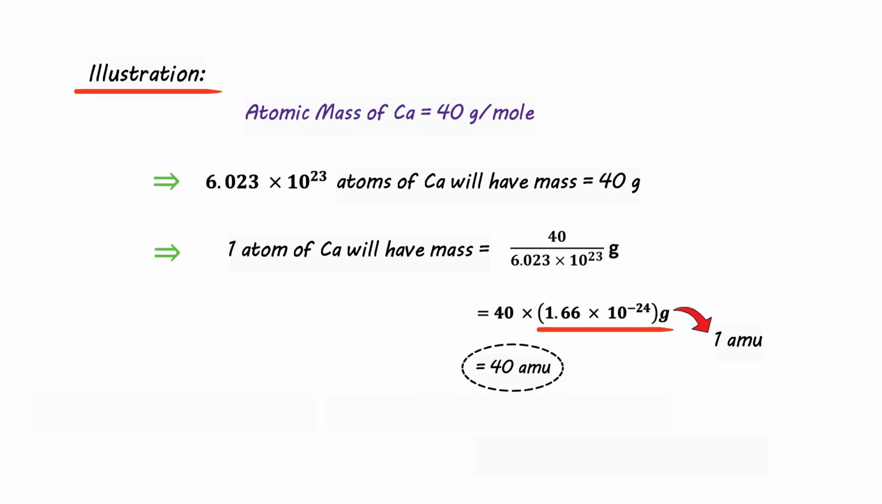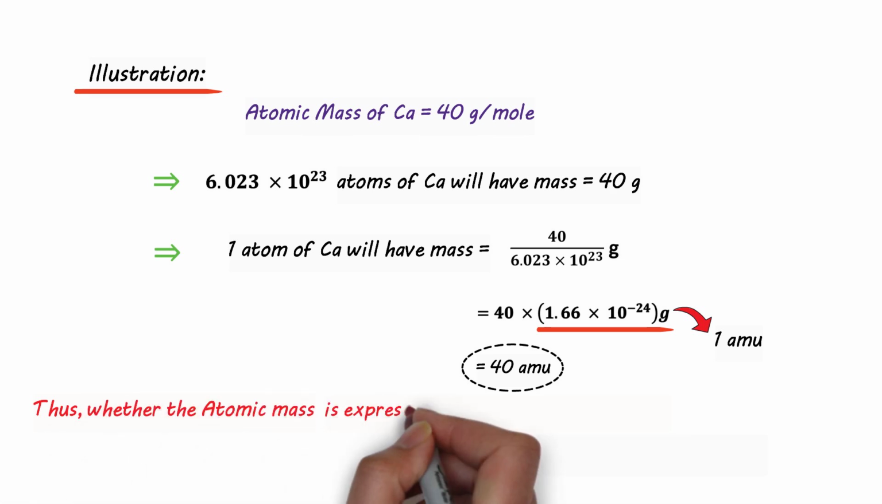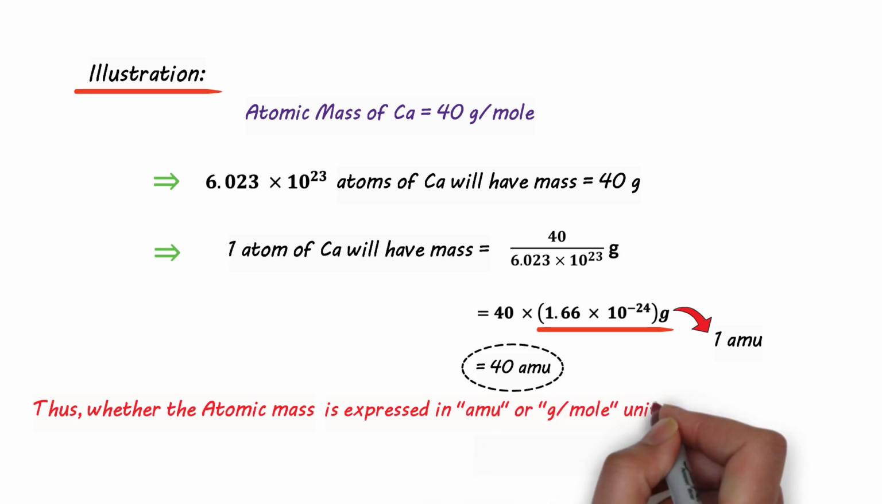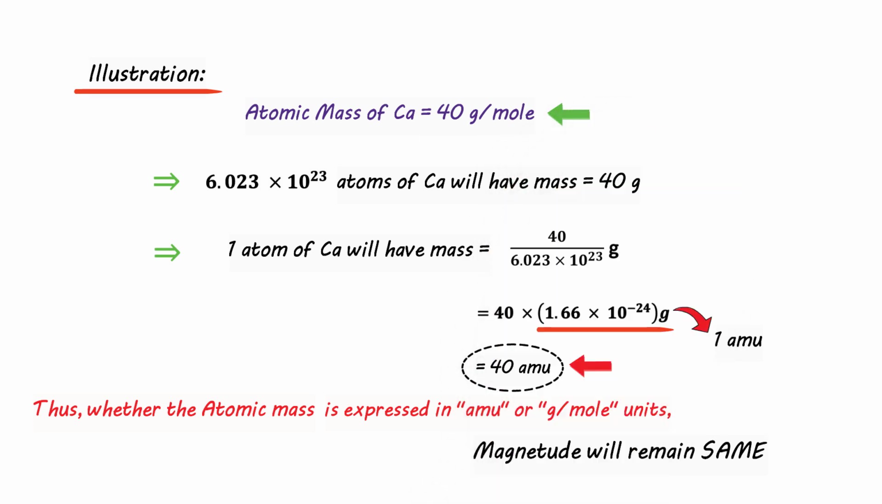Thus, whether the atomic mass, that's actually the relative atomic mass, is expressed in AMU or gram per mole units, magnitude will remain same. As you see above, atomic mass of calcium is equal to 40 grams per mole. It's also equal to 40 AMU. But the meaning differs. If we write the atomic mass of calcium as 40 AMU, it indicates mass of one atom of calcium. However, if we express it in the units of 40 grams per mole, it is the mass of Avogadro's number of atoms.